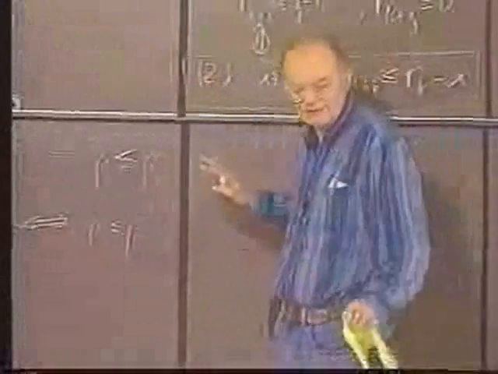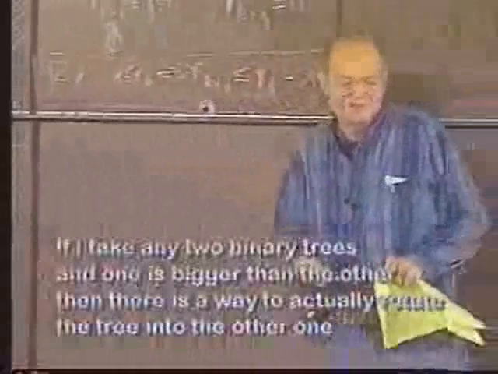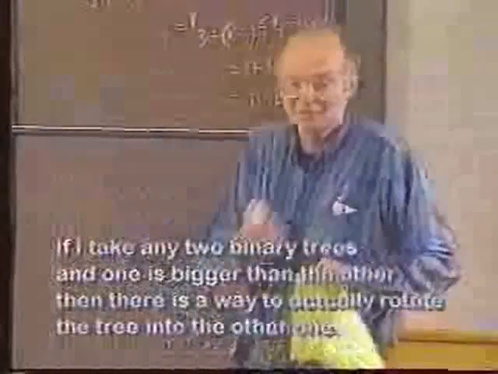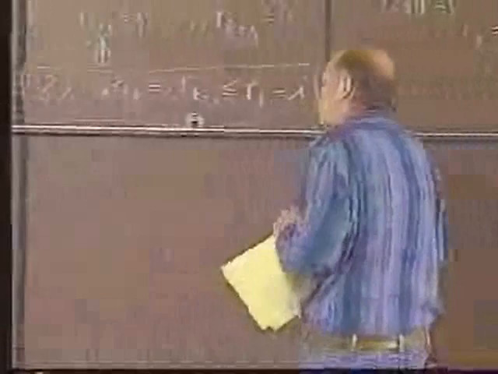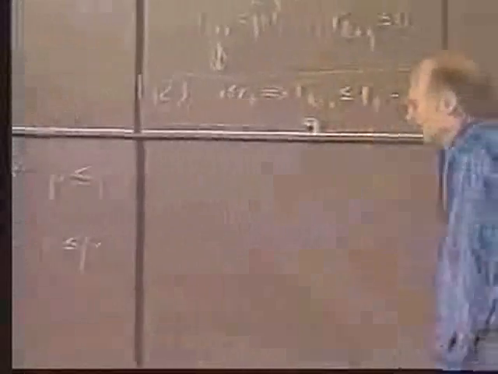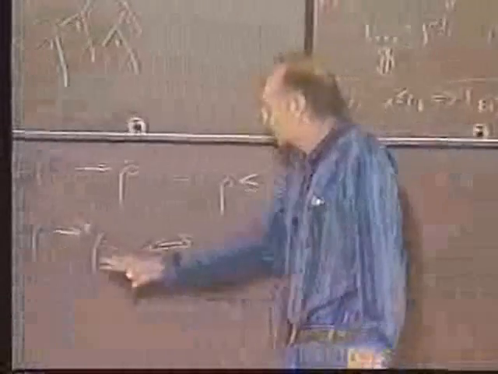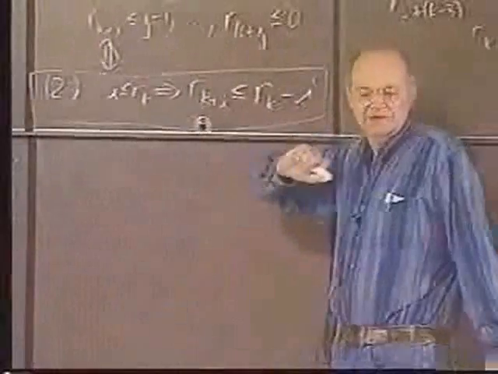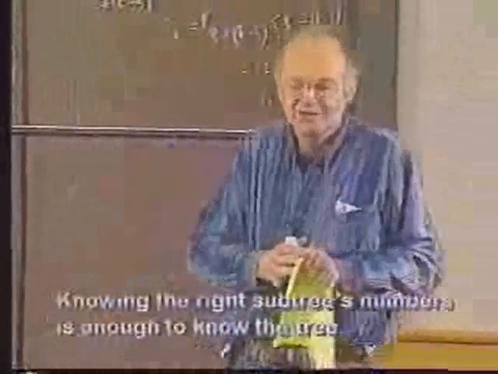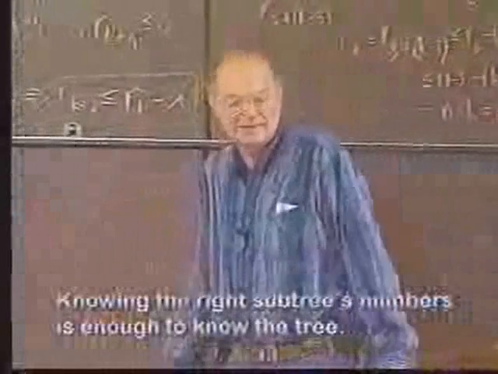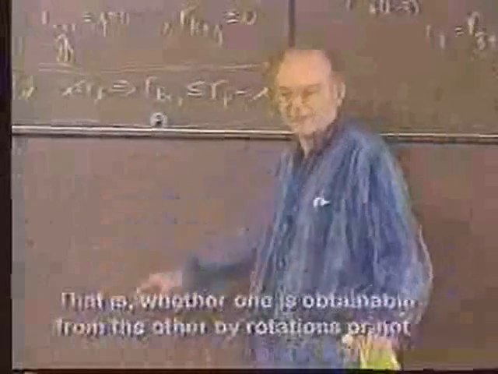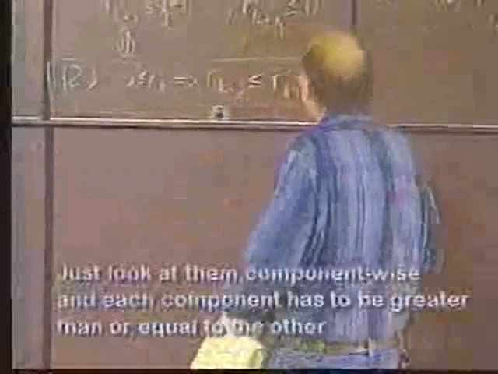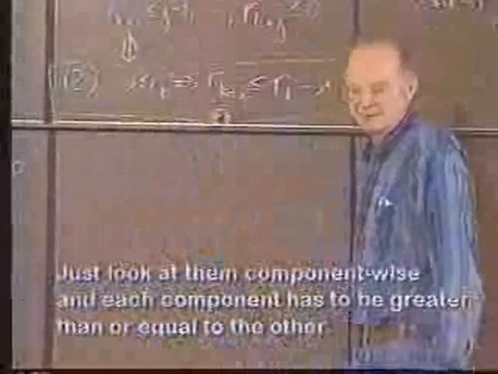But now you have to show the other way, that if I take any two binary trees and one is bigger than the other, then there is a way to actually rotate the one into the other. I'll prove that in a minute. We'll first derive some consequences of it and see why that's interesting. But that is a fact, and we'll soon see why it's true. And so this is a very nice characterization. You just look at these right subtree numbers, and as we first saw, knowing the right subtree numbers is enough to know the tree. And secondly, if you know the right subtree numbers of two trees, you can tell whether one is less than or equal to the other, whether one is obtainable from the other by rotations or not. You just look at them component-wise, and each component has to be greater than or equal.